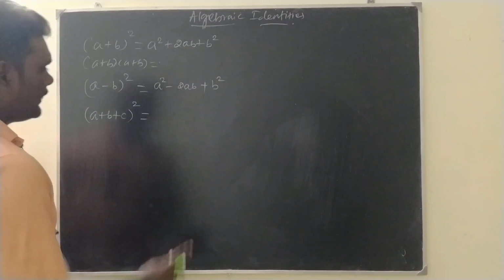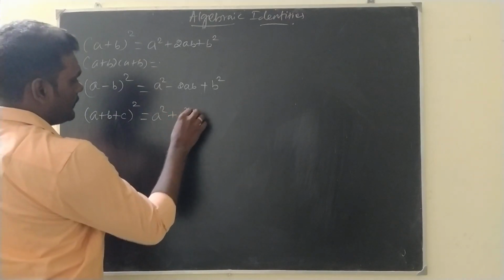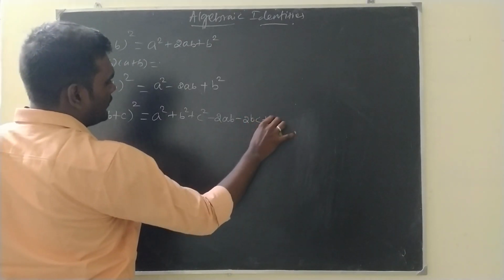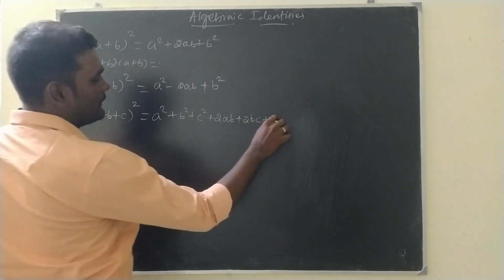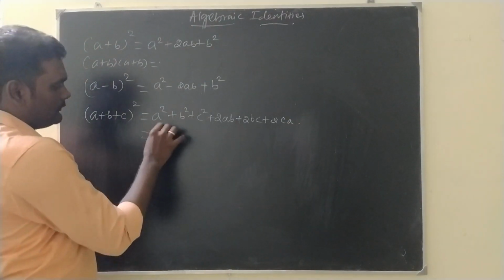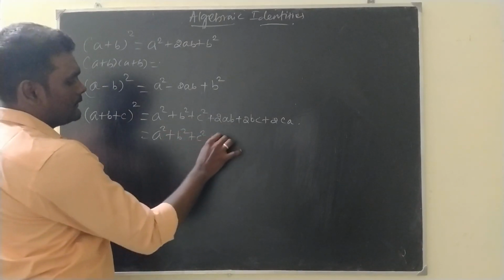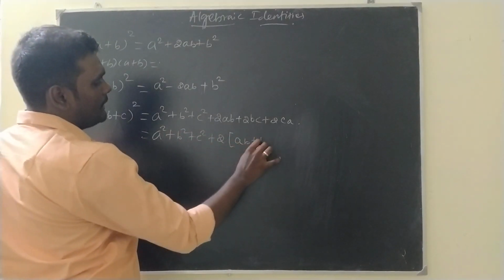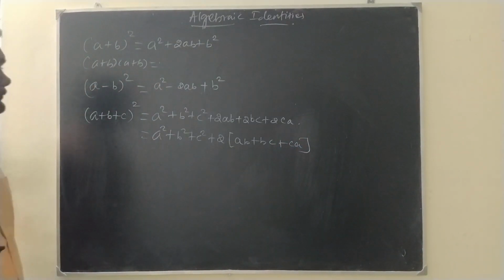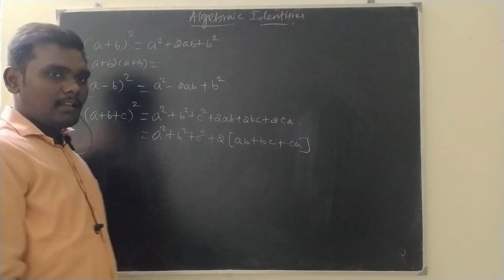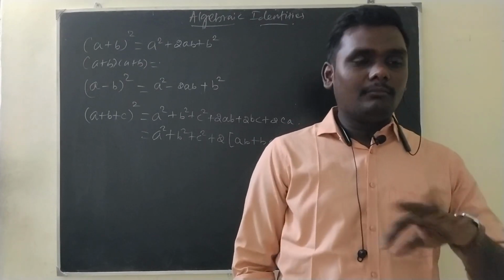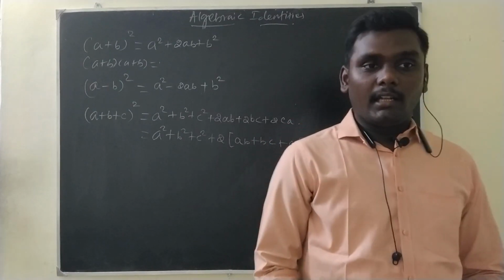Okay, so now this identity is a square plus b square plus c square plus 2ab plus 2bc plus 2ca, and in general this can be summarized by taking 2 out as common, so 2 times ab plus bc plus ca. There are several cases in which either one variable gets a negative sign, or two variables get negative signs, or else all three variables may get negative signs.